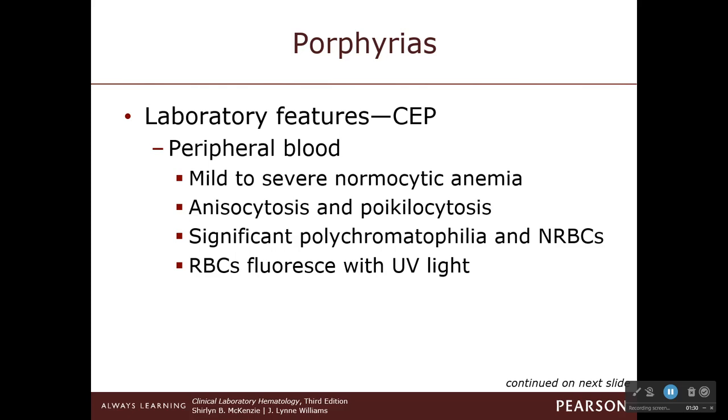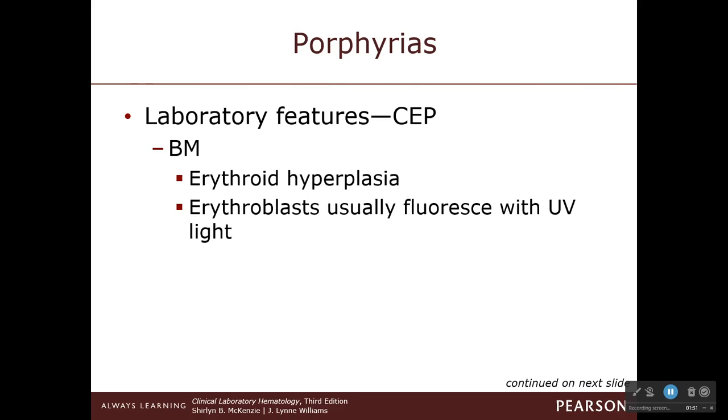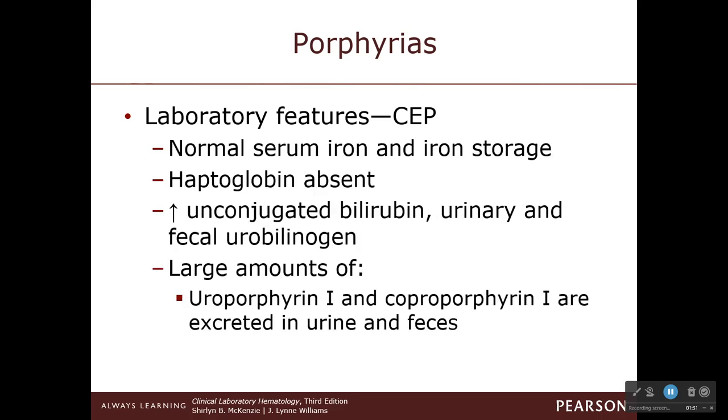So, mild to severe normocytic anemia. So you would have normocytic hypochromic cells, okay? Lots of anisocytosis and poikilocytosis, significant polychromatophilia, so lots of retics because they're trying to compensate for the cells. And then those RBCs fluoresce under UV light, okay? Bone marrow, you're still going to see kind of the same thing. You're going to see erythroid hyperplasia. Erythroblasts usually fluoresce also with UV light. Normal serum iron and storage levels, no problem there.